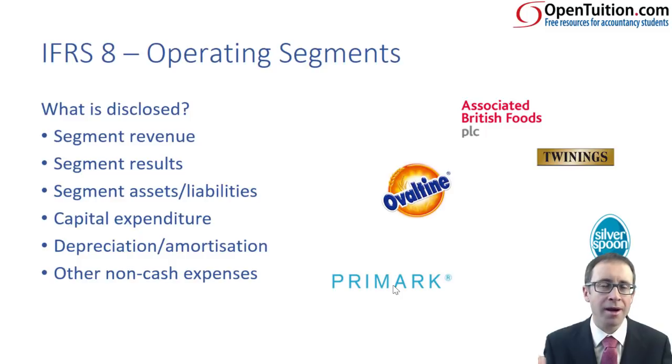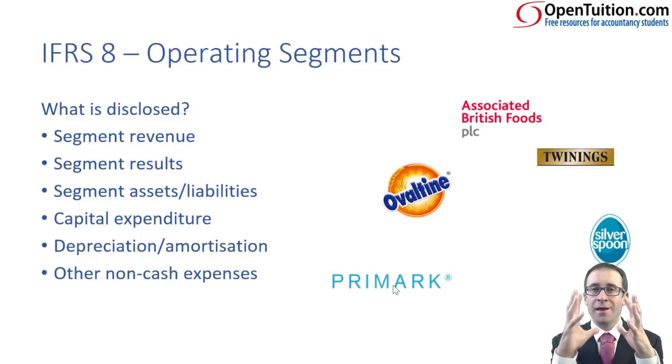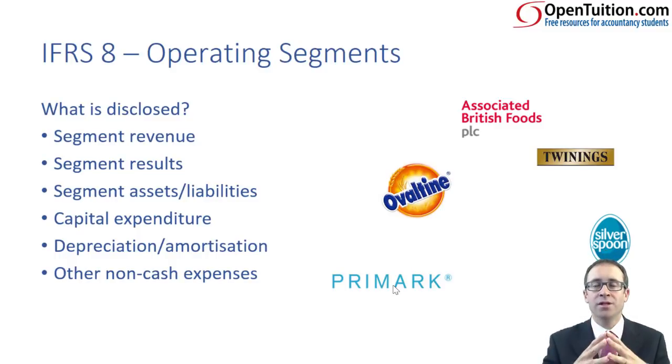Primark or Primark, depending upon where you're from. Okay. Yeah, Primark, the low cost clothes retailer based in the UK and Ireland and spreading around Europe and around the world, is part of AB Foods. And if you were to look at the AB Foods group financial statement, you would see that AB Foods is continuing to do well year after year.